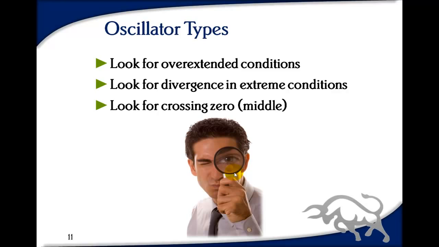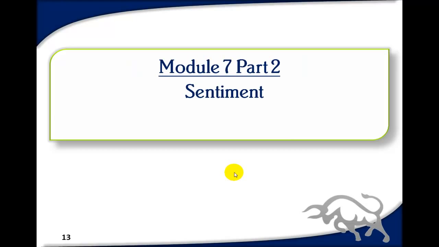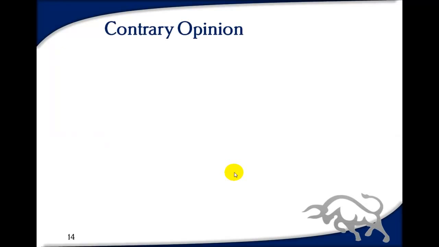So that's the first part. The second part of module 7 will be shorter, I promise, and we're going to be talking about sentiment indicators. Sentiment is basically contrary opinion. This is psychological. This has nothing to do with math. In fact, trading, as we've said before, is not just a mathematical thing. In fact, rarely a mathematical thing.